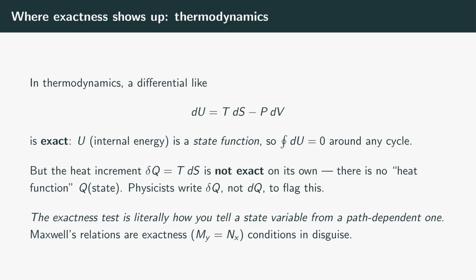Contrast that with heat. The small heat increment, temperature times the change in entropy, is not exact on its own. There is no heat function of the state. Physicists even use a special /d to flag heat and work as path-dependent, not true differentials. The point is striking. The exactness test you learned today, the partial of m with respect to y equals the partial of n with respect to x, is exactly how a physicist distinguishes a genuine state variable from a path-dependent quantity. The famous Maxwell relations are just this exactness condition in disguise.